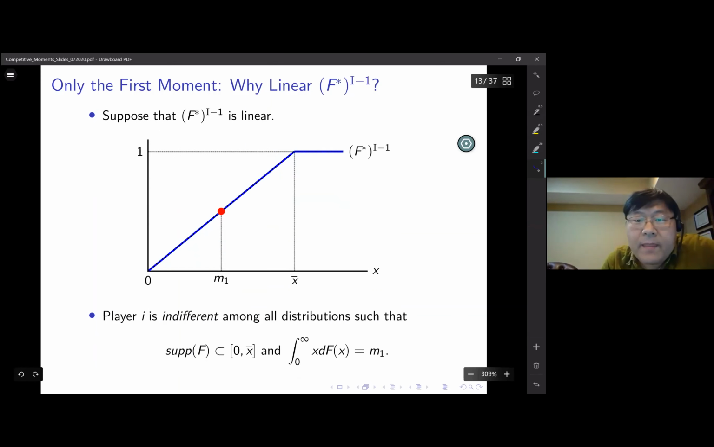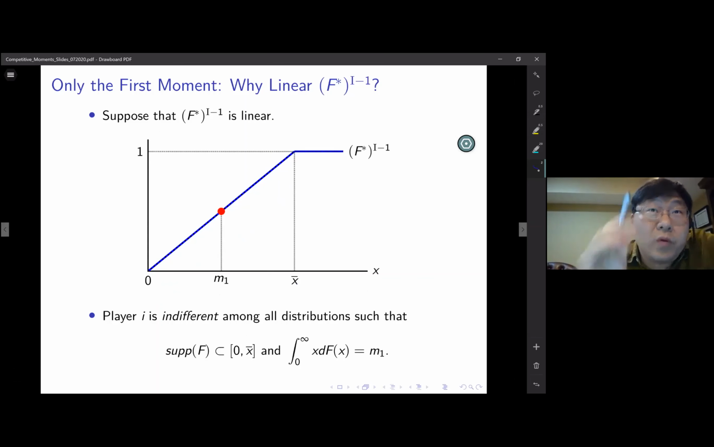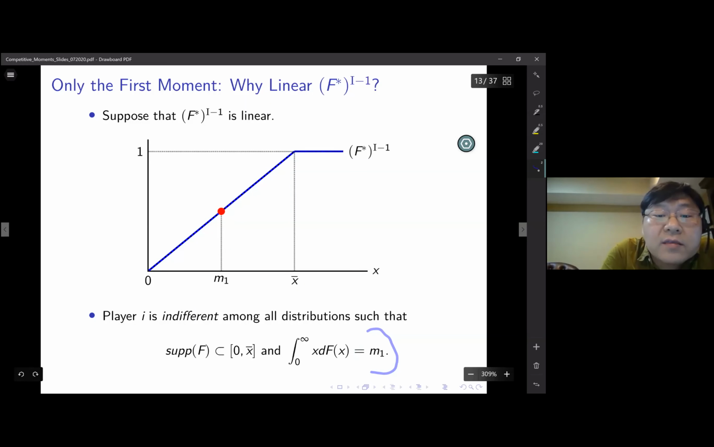So then the only thing that survives is linear. So this f star to the I minus 1 must be linear over its support. And a more direct intuition is that, well, if the value function is linear, now you are actually indifferent over a set of distributions. So in fact, you are indifferent over all distributions with mean M1 and support within the interval from 0 to x upper bar.